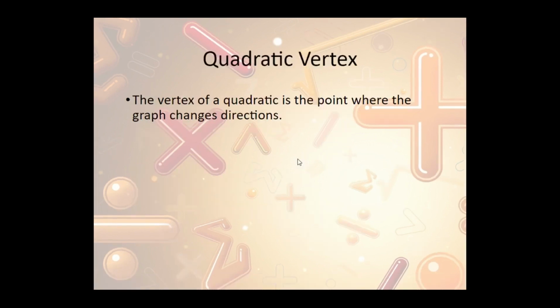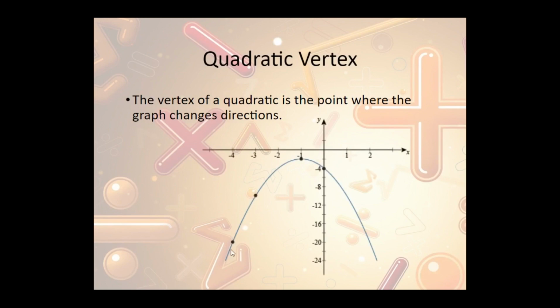Now, first of all, what is the vertex of a quadratic? The vertex of a quadratic is the point where the graph changes directions. So what that means is it might start by going up, but then it's going to change directions and start coming back down. So that is a change of direction. So example would be right here, we're going up until we reach this point right here. As soon as we reach this point, we start going back down. This point right here would be considered the vertex.